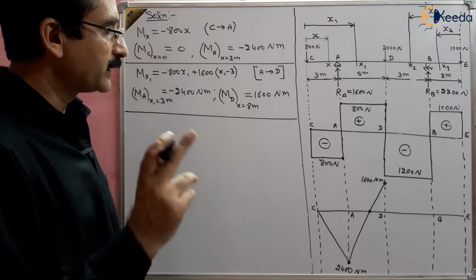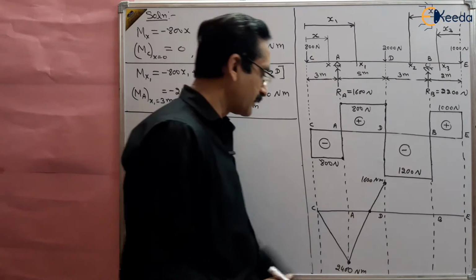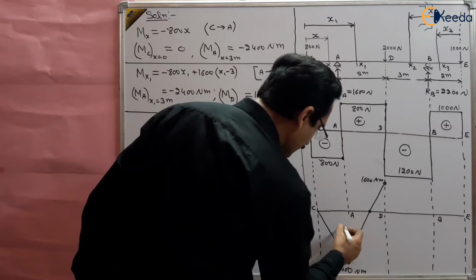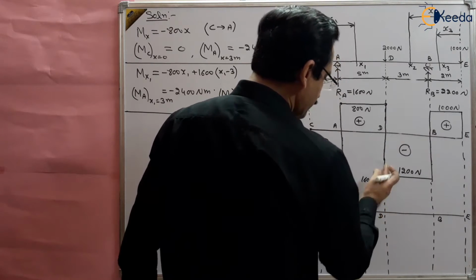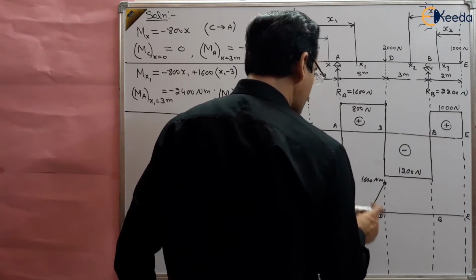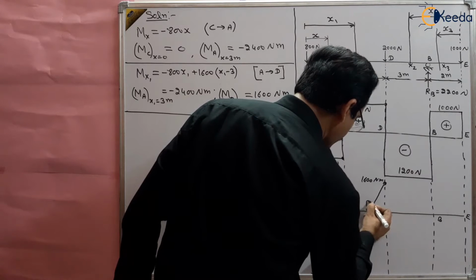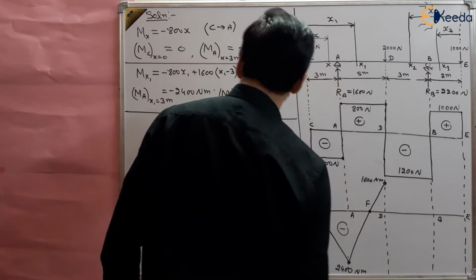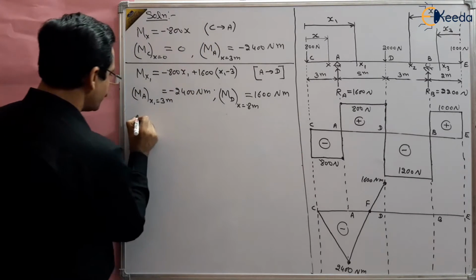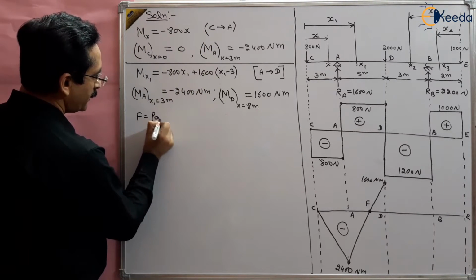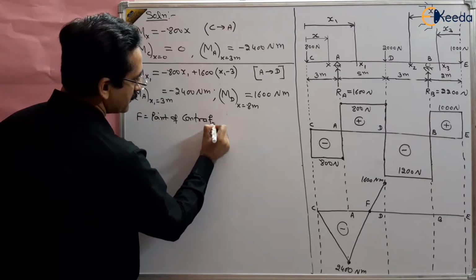You know that in an overhang beam there will be a point of contraflexure, the point where the bending moment changes sign from negative to positive. Here it is negative and here it is positive, right? So it is changing sign from negative to positive. So this is a point of contraflexure. Is it okay? Suppose F is the point of contraflexure.